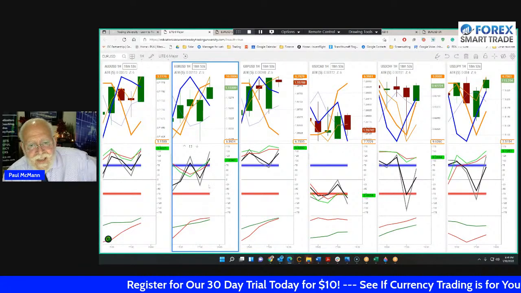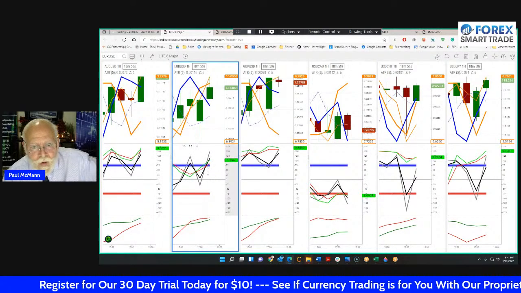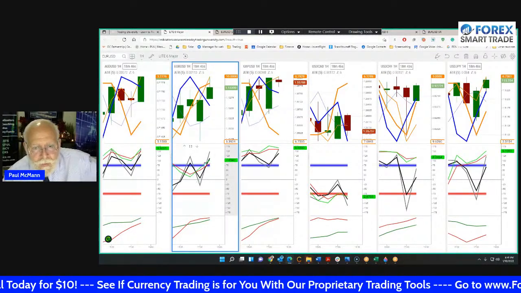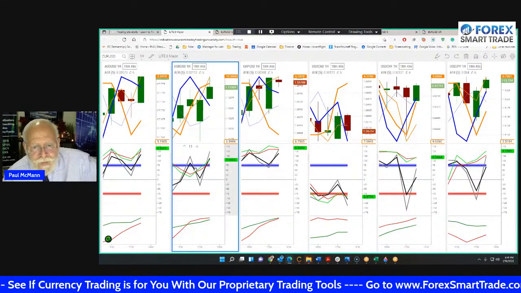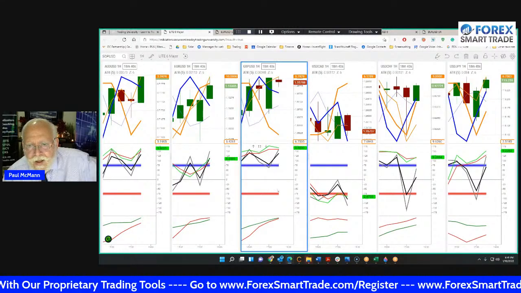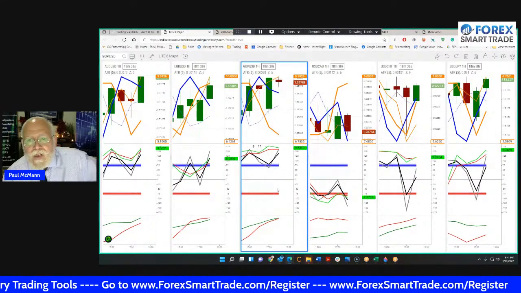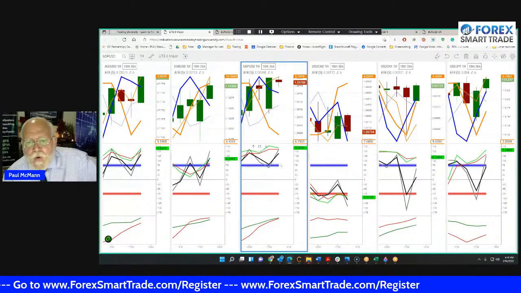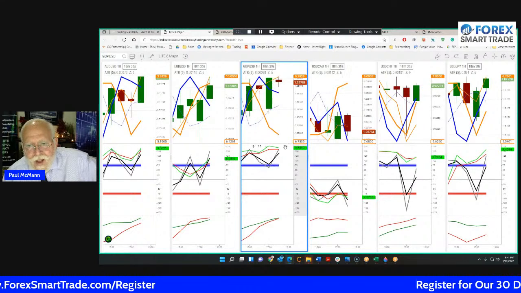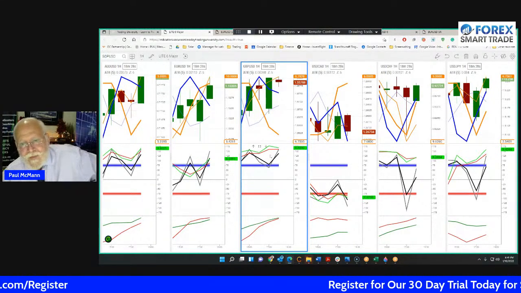Euro USD, we are approaching the overbought, and everybody's still going up. The minors are going up rather steeply. The majors not so steeply. Pound USD overbought. Majors are starting to turn, they're starting to come down, but the minors are still going up. I want everybody going in the same direction.